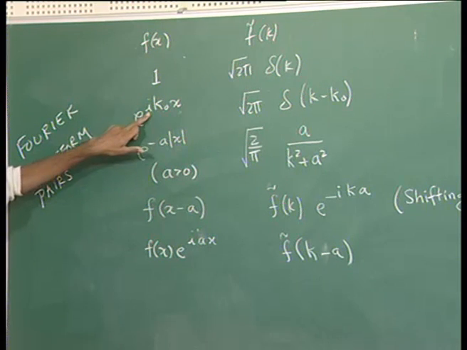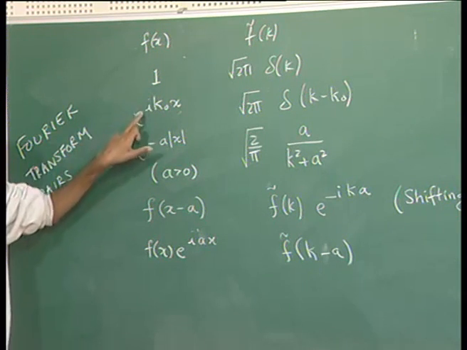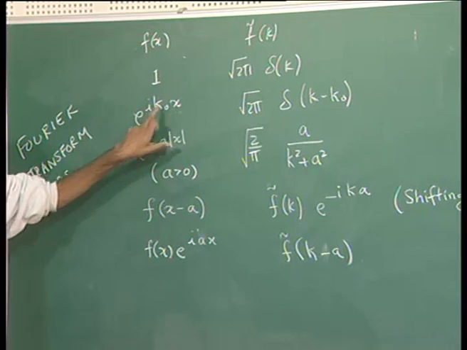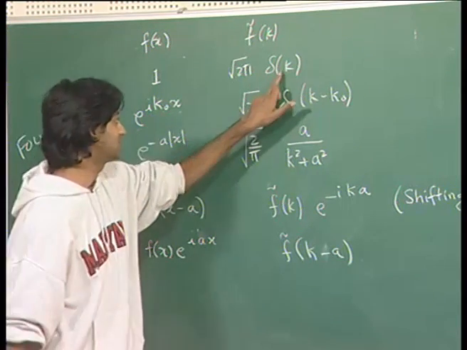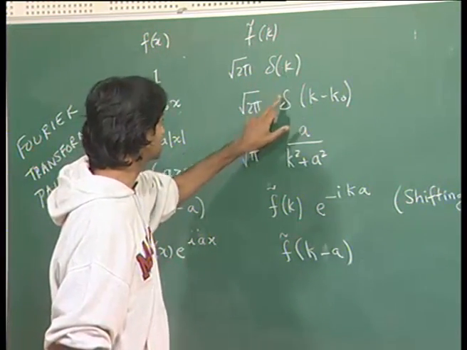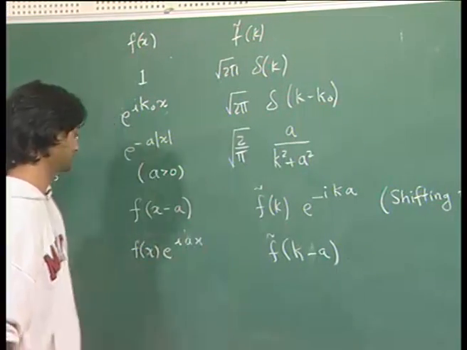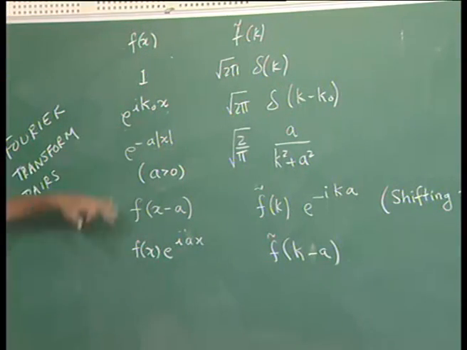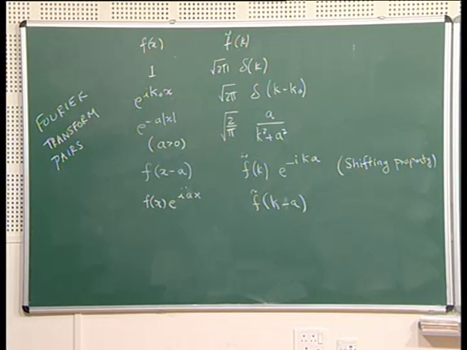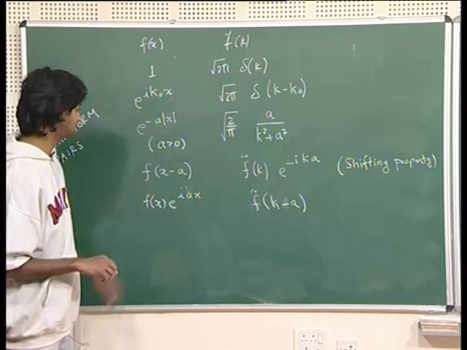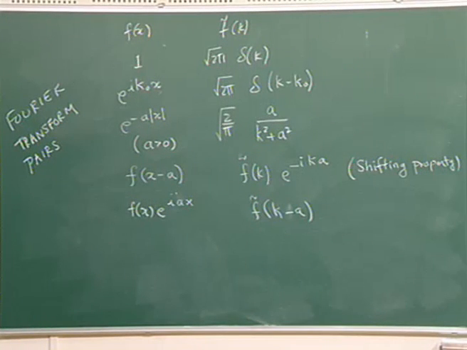So this is 1 times e to the i k 0 x. The Fourier transform of this is the same as the Fourier transform, but not at k, but at k minus k 0. So that is this shifting property of Fourier transforms. The way we define them, there is a nice symmetry to the relations, and you can do many more such Fourier transform pairs.